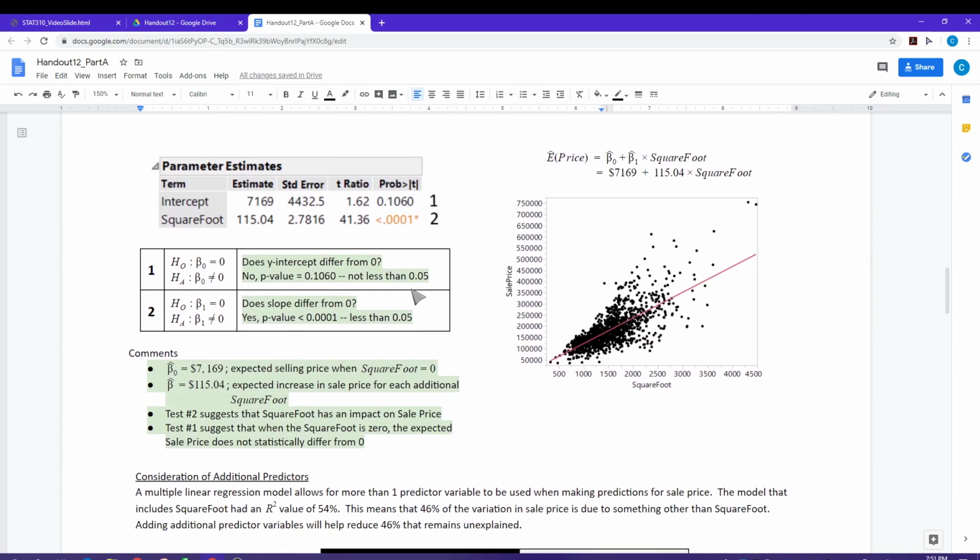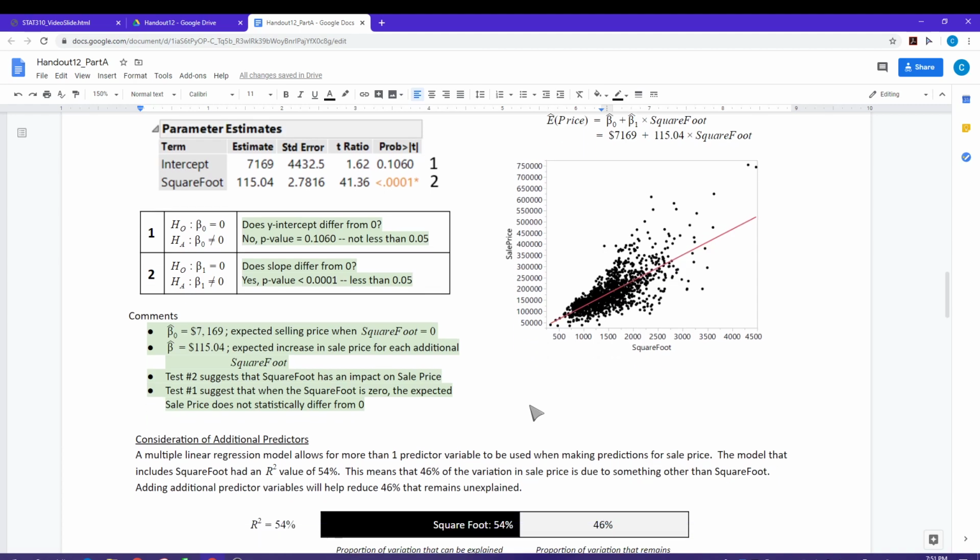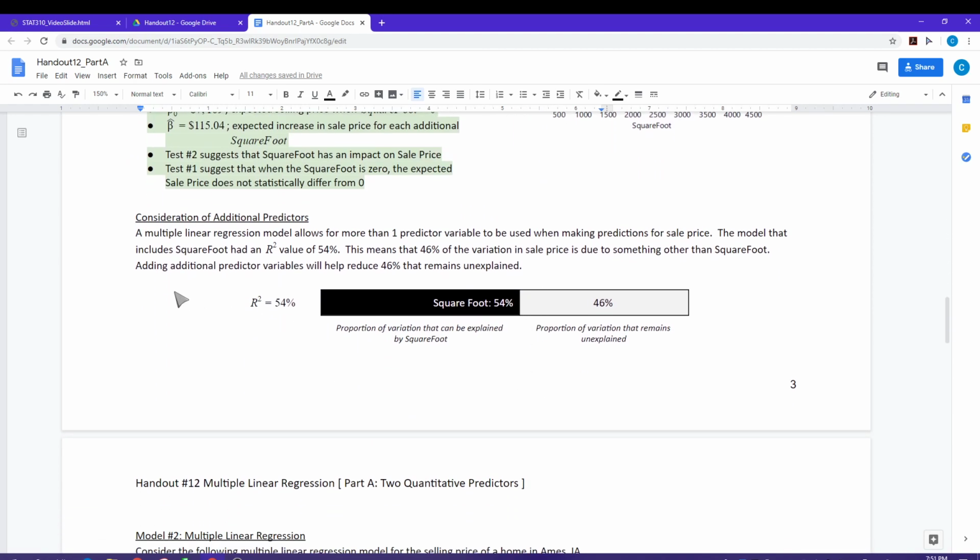Top of page 3 includes more information about the simple linear regression model. Let's look at the bottom of page 3, the consideration of additional predictors. So a multiple linear regression model allows for more than one predictor to be used when making predictions for sale price. The model that included square foot had an R squared of 54%.